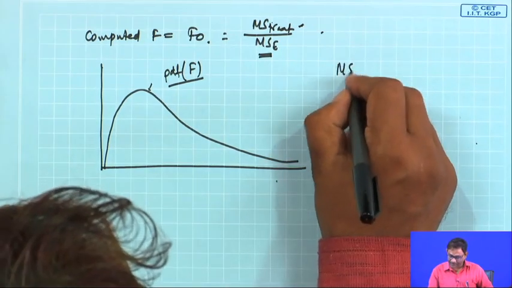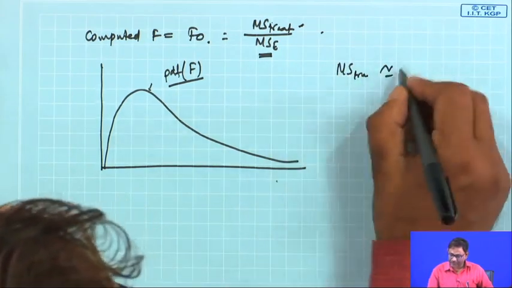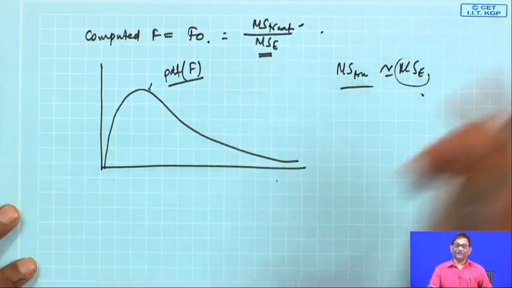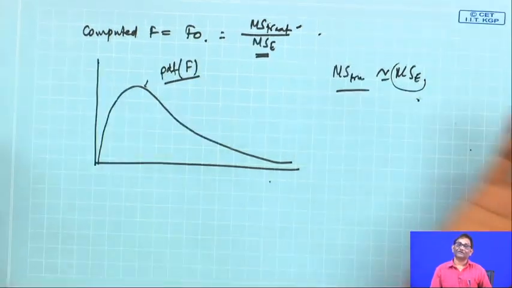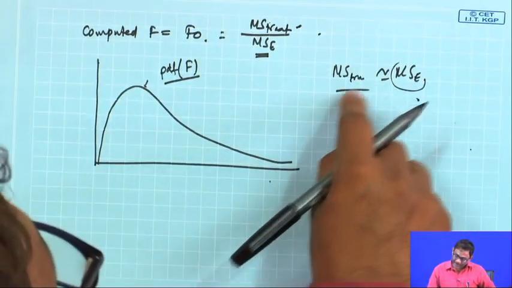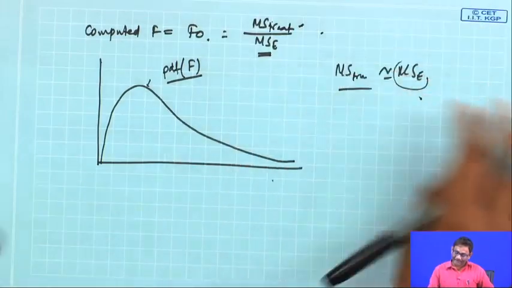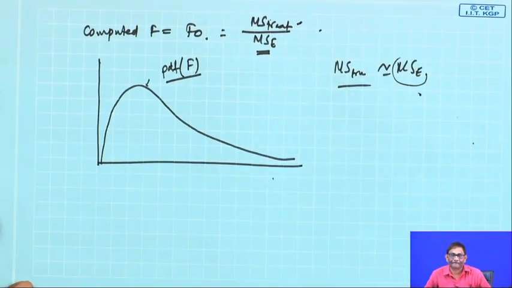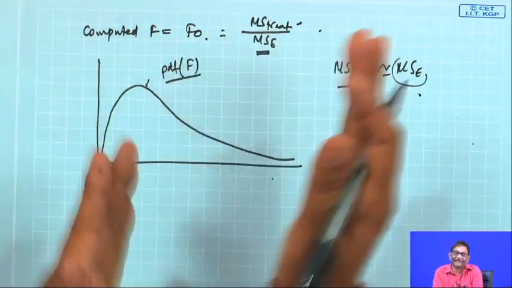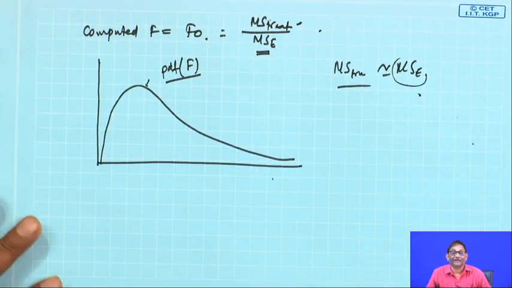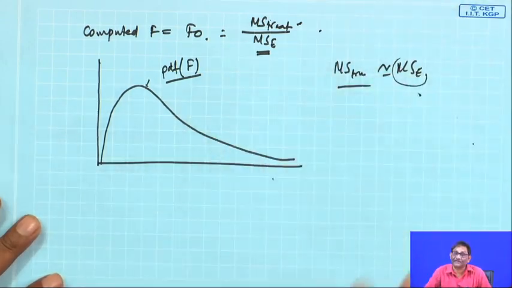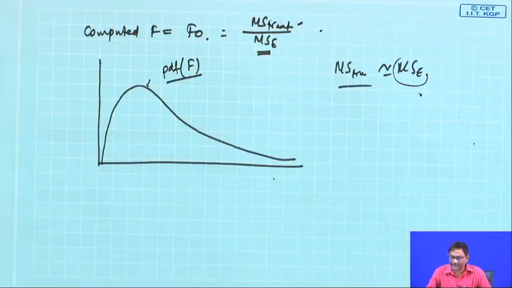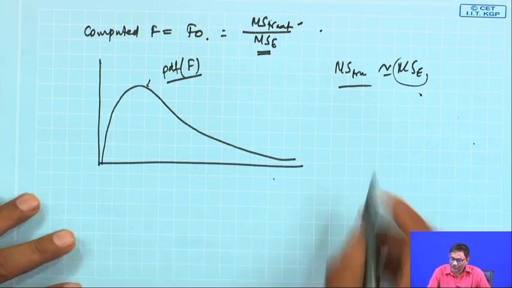MS treatment is almost equal to MSE. What is MSE? It is error. This is a random one. The error occurring here is because of randomness. So again, MS treatment, the different level effects, are also equal to the random error effect, meaning there is no effect. That means the means at different treatment levels are not different.